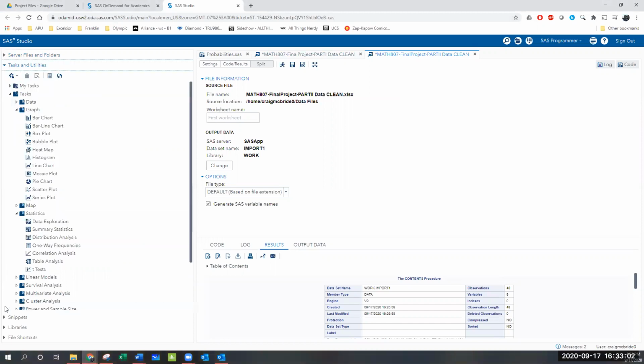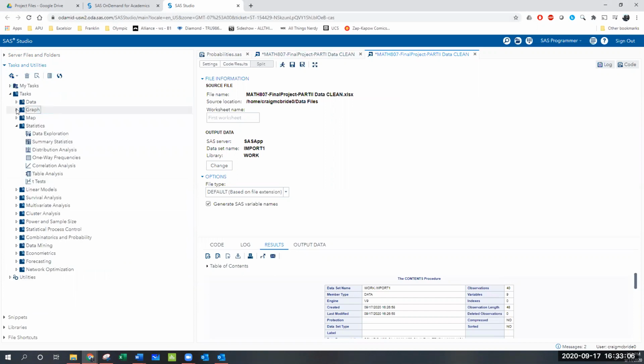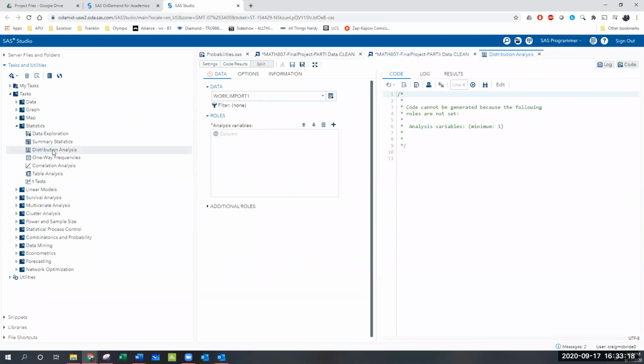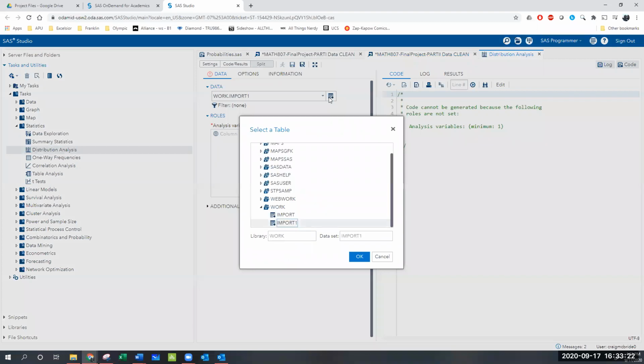Tasks and Utilities, you can see my screen, correct? Okay. So in Tasks and Utilities, under Statistics, there is Distribution Analysis, and Distribution Analysis is where we get QQ plots. If we double click Distribution Analysis, then obviously you have to load the data file. I'm going to use a different one because I don't want to give you the actual answer.